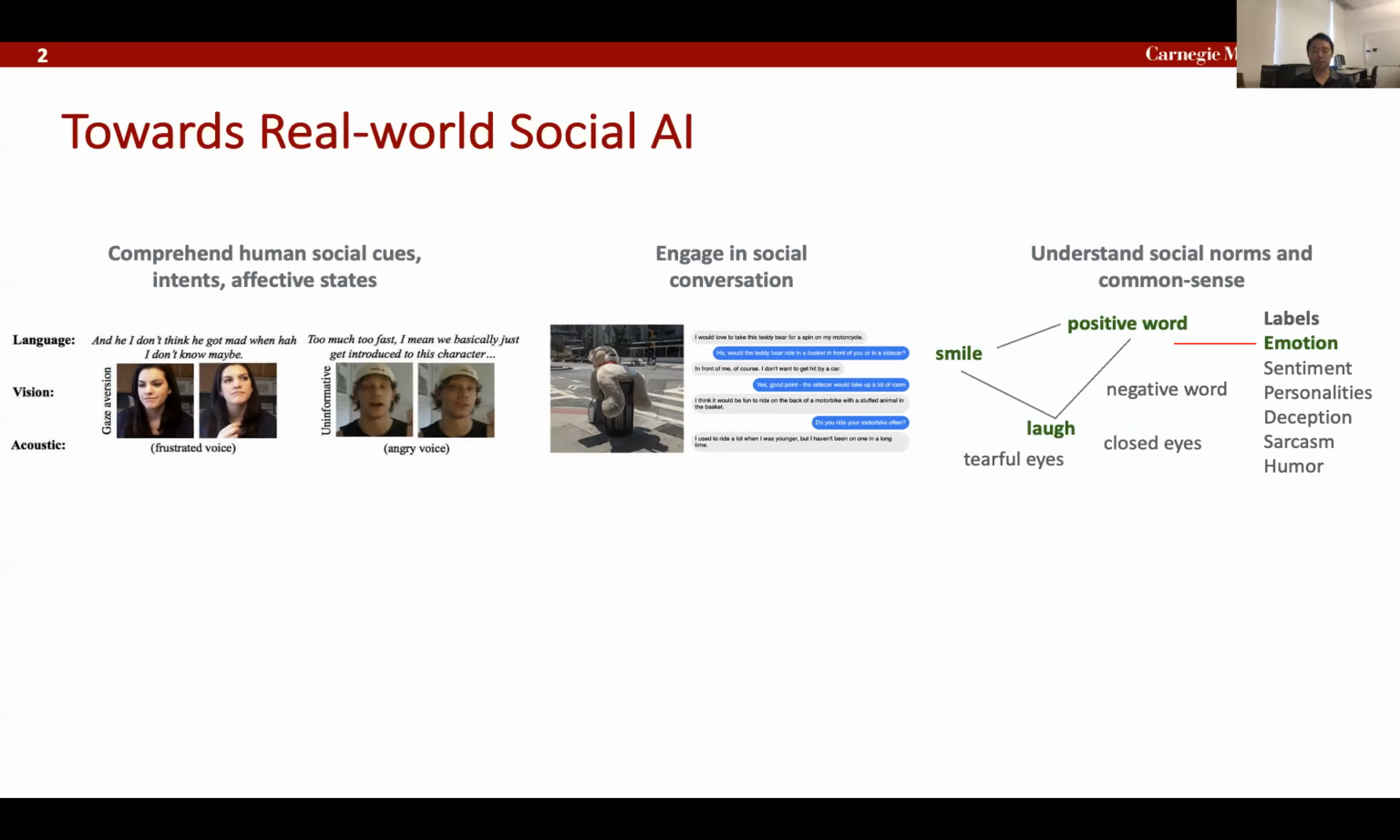My research therefore builds towards socially intelligent AI that can comprehend human social cues, intents, and affective states, engage in social conversation, and understand social norms and common sense, all in order to maintain a rich level of interactions with humans.